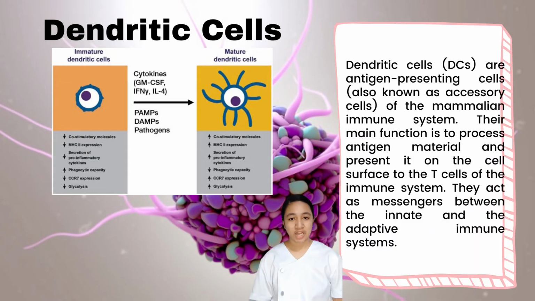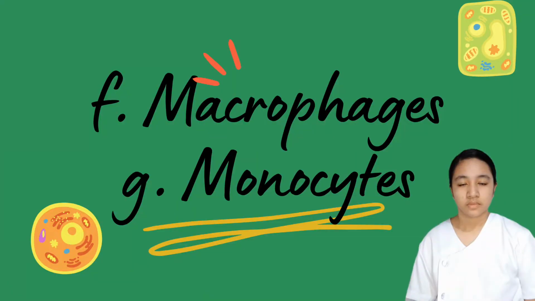Dendritic cells are antigen-presenting cells, also known as accessory cells, of the mammalian immune system. Their main function is to process antigen material and present it on the cell surface to the T cells of the immune system. They act as messengers between the innate and the adaptive immune systems.